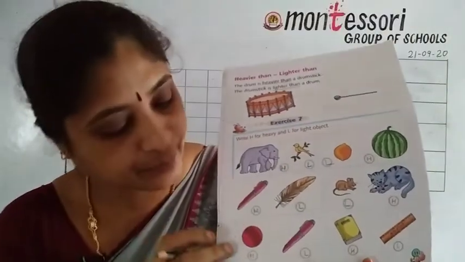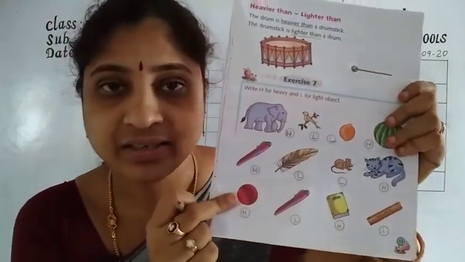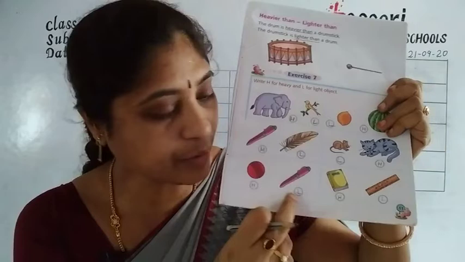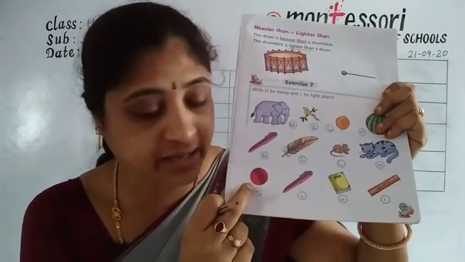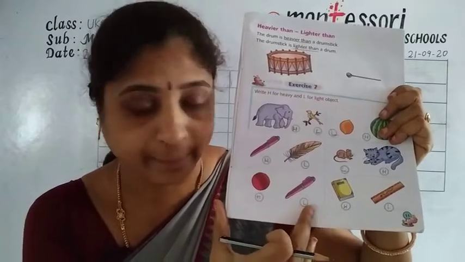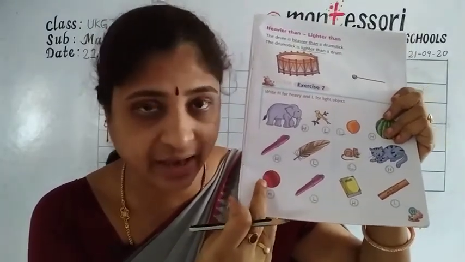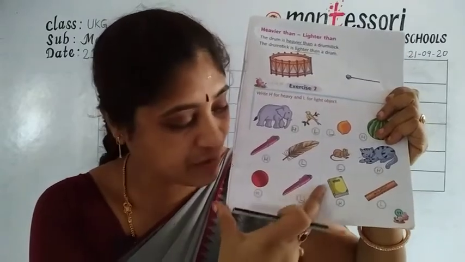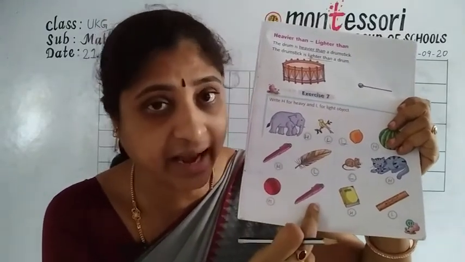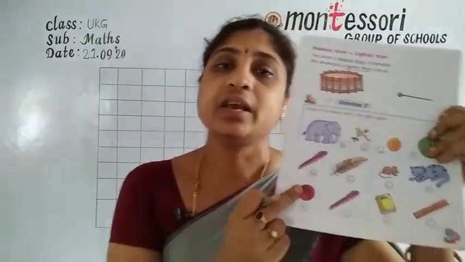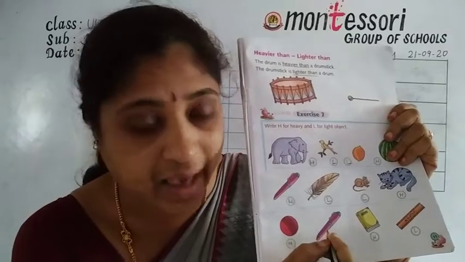Okay, next picture. Tell me, what is this? Yes, this is a ball. And this one is a pen. The ball is heavier than a pen. The pen is lighter than a ball. This one is the heavyweight, this one is the lightweight. When we compare these objects, this one is heavier, this one is lighter. Heavier one, what do we write? Yes, write H in this circle. And here, L.